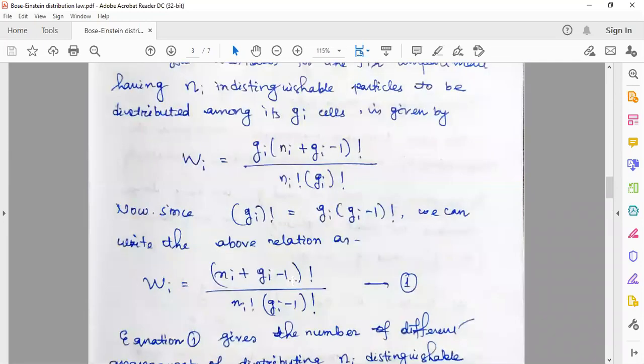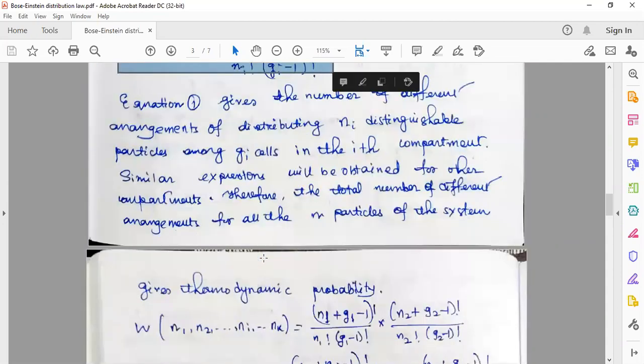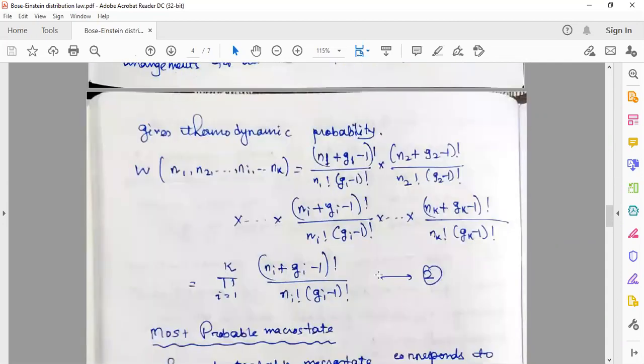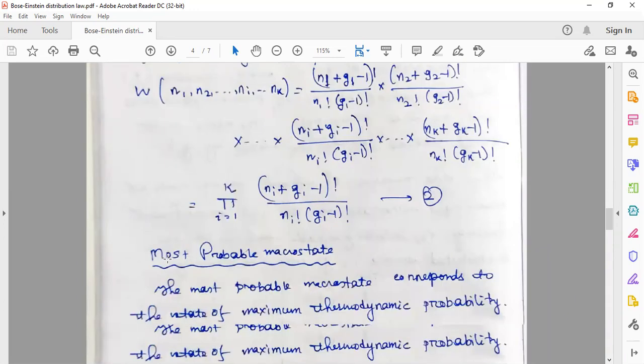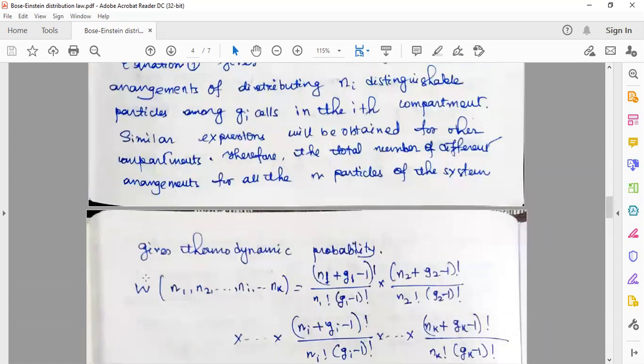So here, in the previous case for the ith compartment, it was simply this expression. But when you have to find this thermodynamic probability, you are considering all the different compartments, and in that case this particular sign is coming, because you are considering all the available compartments in the system, in the Bose Einstein gas or boson gas, whatever you call it. That's why this particular expression is coming.